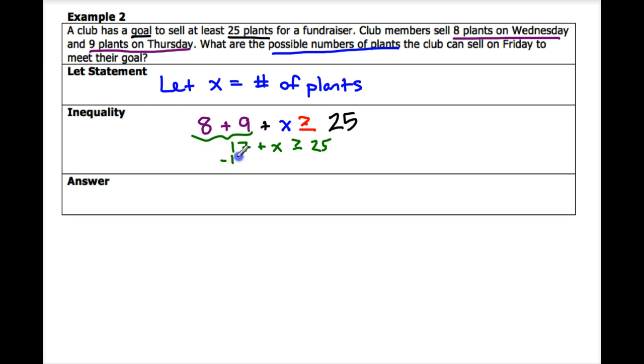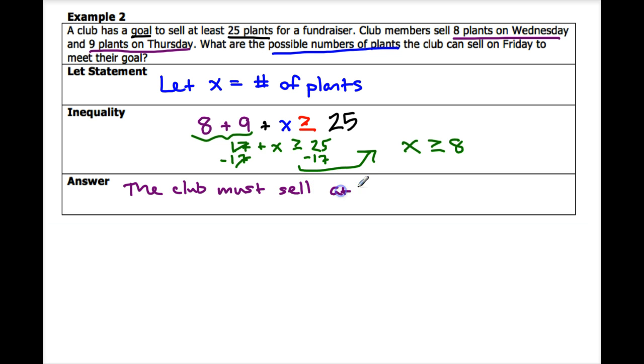And then I can just subtract 17 from both sides. And that gives me x is greater than or equal to 8. Okay, so that tells us that the club must sell at least 8 plants.